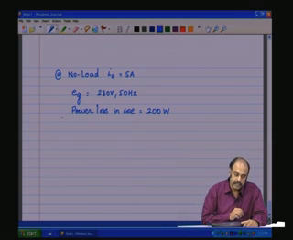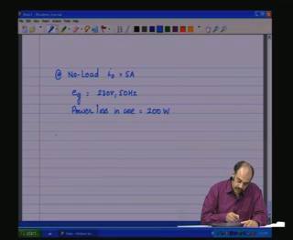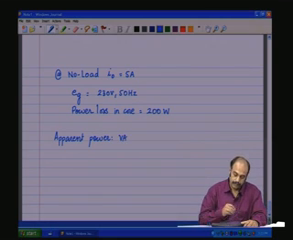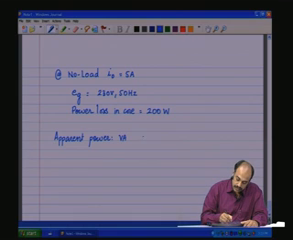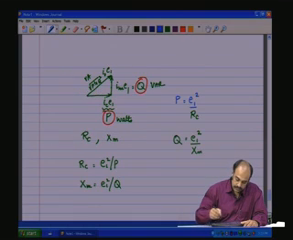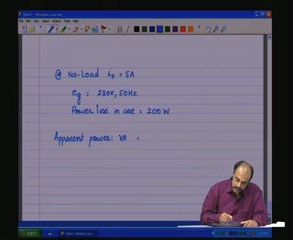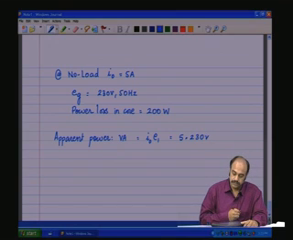Now, if this information is given, let us find out what is the apparent power. Apparent power, that is the VA. Now, VA, we said in the previous session, is nothing but I0 into E1, which is 5 into 230 volts. This is the VA.